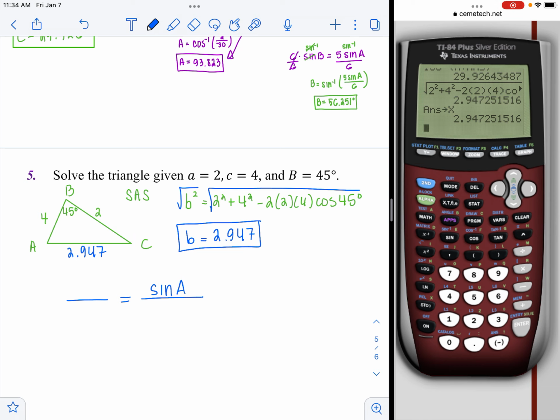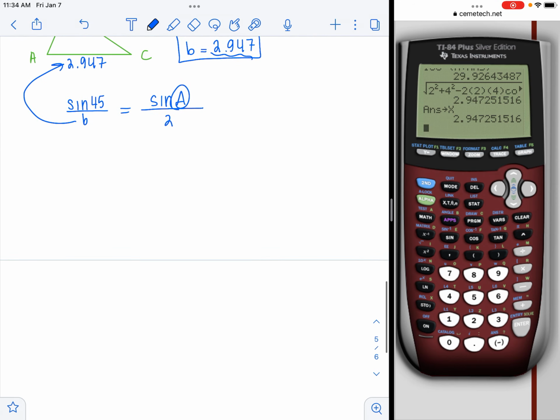I'm going to put sine of A right here just to make sure that I know that I'm finding that. The ratio I do know is sine of angle B, which is 45 degrees, over 2.947. So 2.947 is side B, or you can put 2.947. I'm just going to put side B. And then sine of A over 2. Now remember, you're solving for angle A. We already know what B is. It's right here. So I'm going to do B times the sine of angle A is equal to 2 times the sine of 45.